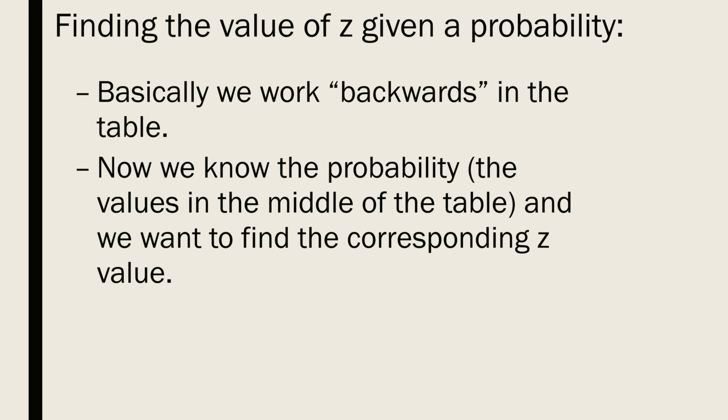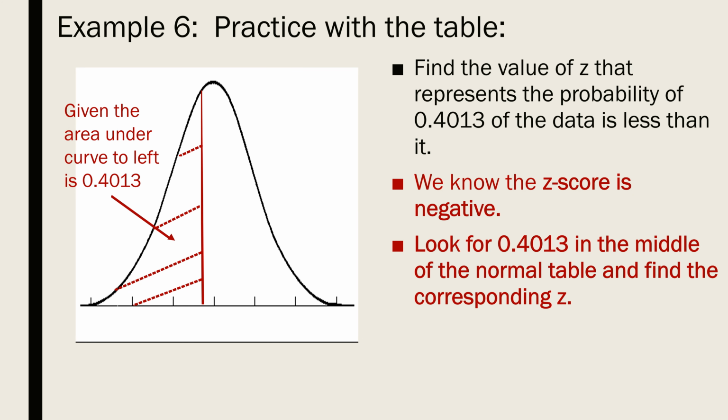Here's another type of question you need to know how to answer. In your exam, you may need to find the value of z given a probability. So basically, we work backwards in the table. Now we know the probability, the values in the middle of the table, and we want to find the corresponding z value. Here is another example. Find the value of z that represents the probability of 0.4013 of the area is less than it.